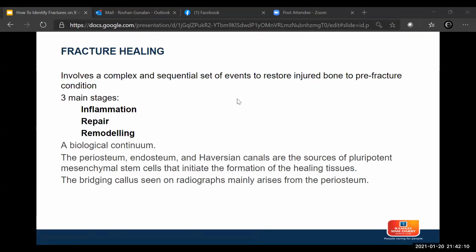Okay, this is just the last part on fracture healing. Most people past medical school would generally have had to read about this and then forget about it after the exams. But generally, fracture healing is a biological continuum. So it's an ongoing process. Once the fracture occurs, healing starts. There are three main phases: the inflammatory phase, the repair phase, and the remodeling phase. I won't bore you with the details of it. This is generally just bedtime reading for most people before exams, how it heals.